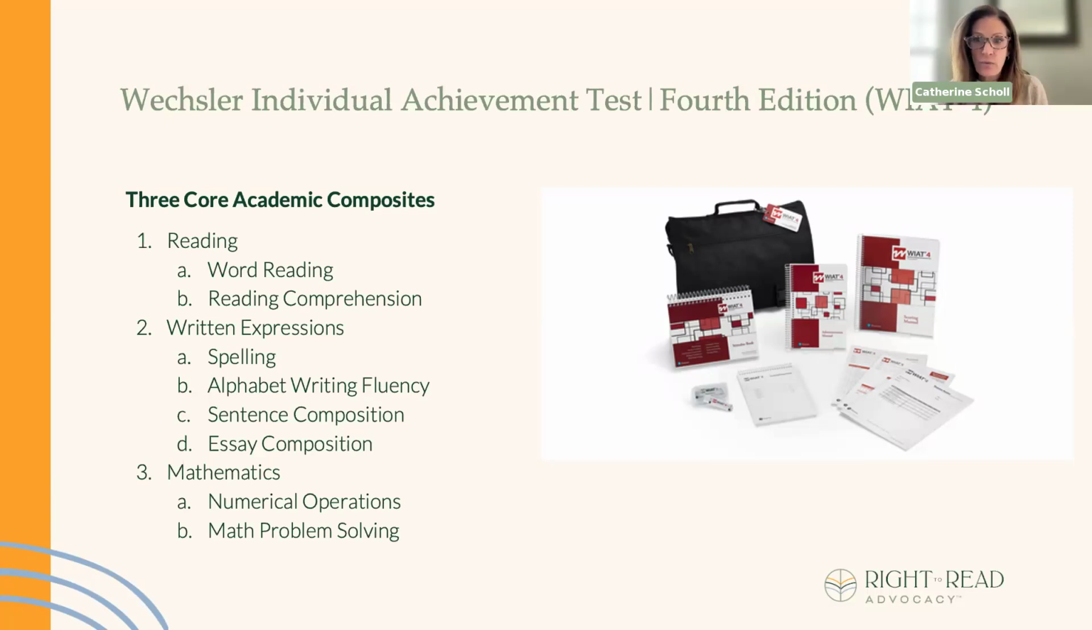It can be both. So the WIAT gives you the option of doing age or grade. I personally like the age better. So if your child is 6 years old and 9 months, we're scoring him based on all of those children that took that test at 6 years and 9 months.